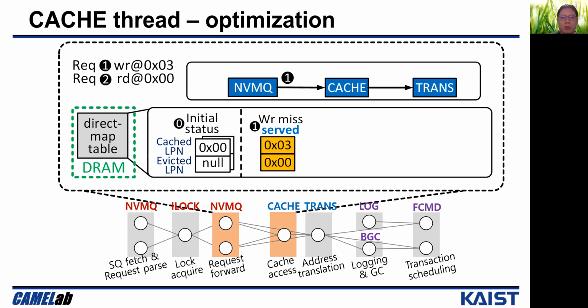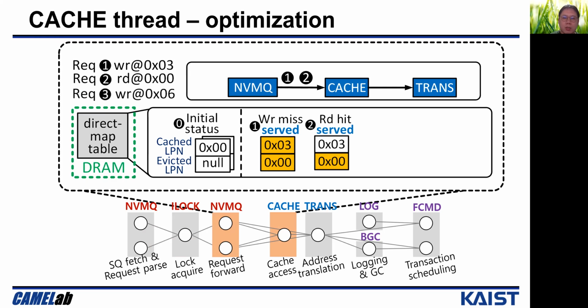The second request wants to read the data from page 0x00. NVMQ looks up the direct map table and finds out that page 0x00 will be evicted by the cache thread. To make sure request 2 will read the latest data, NVMQ will send request 2 to the cache thread.